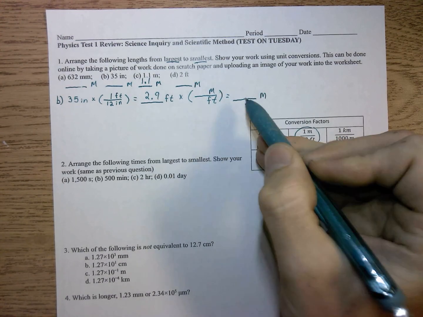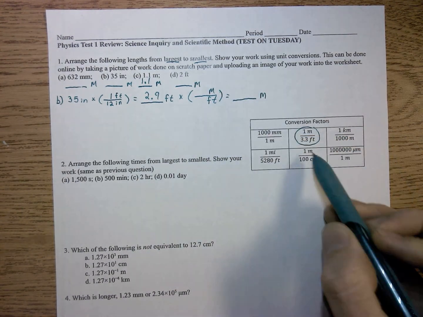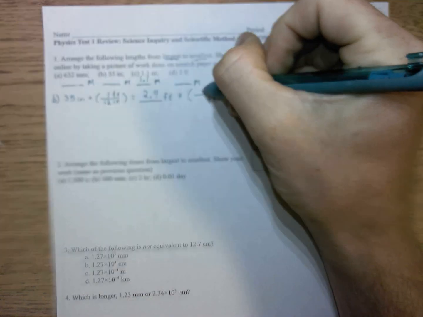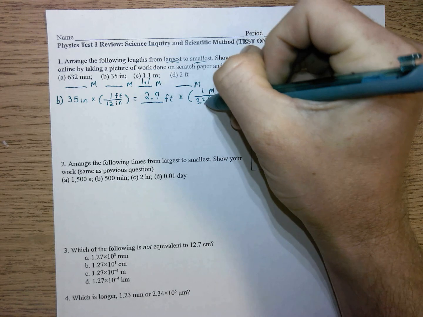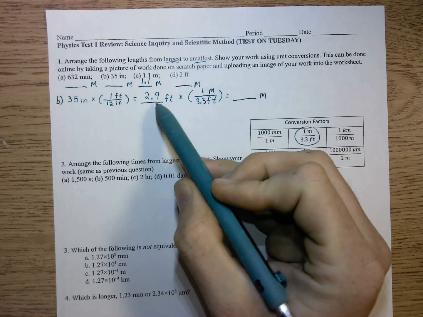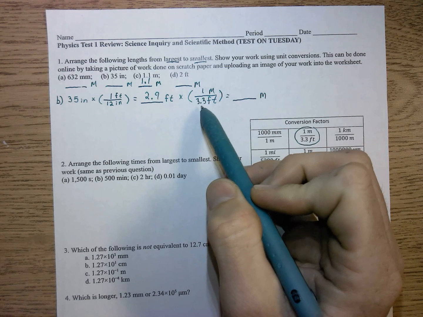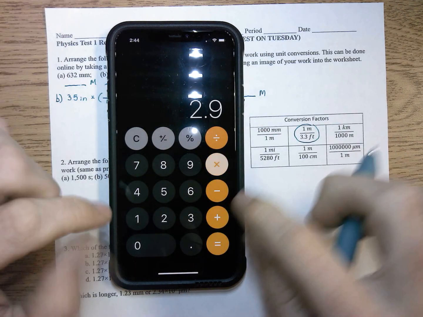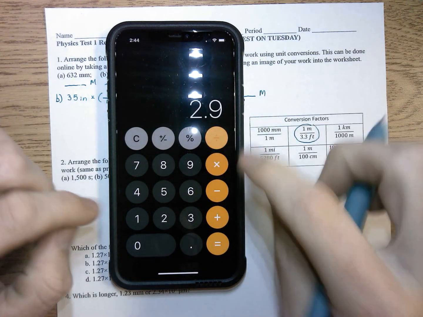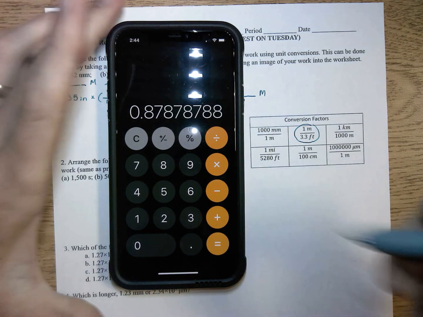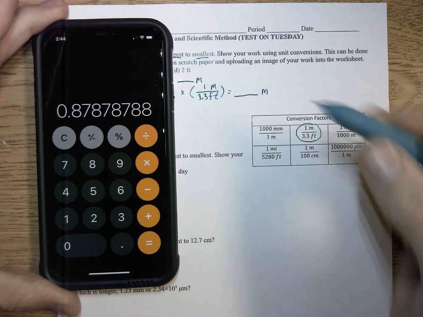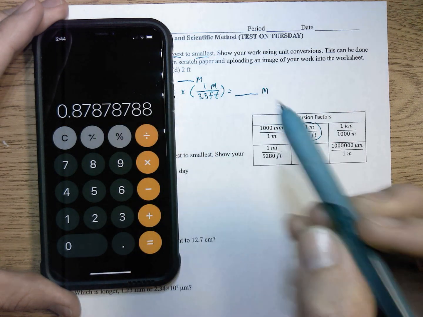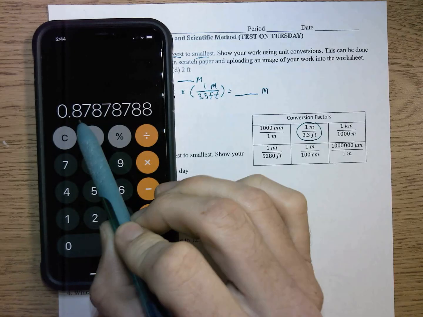So feet into meters, we know that from this conversion factor, it shows us that 1 meter goes with 3.3 feet, right? And then we're going to multiply 2.9 times 1 over 3.3. Okay, so let's see that. 2.9 times 1 divided by 3.3. You could also just hit 2.9 divided by 3.3 and you'll get the same answer. And we get 0.87878787, right? But we said we want to round to 2 digits because that's all we're given.